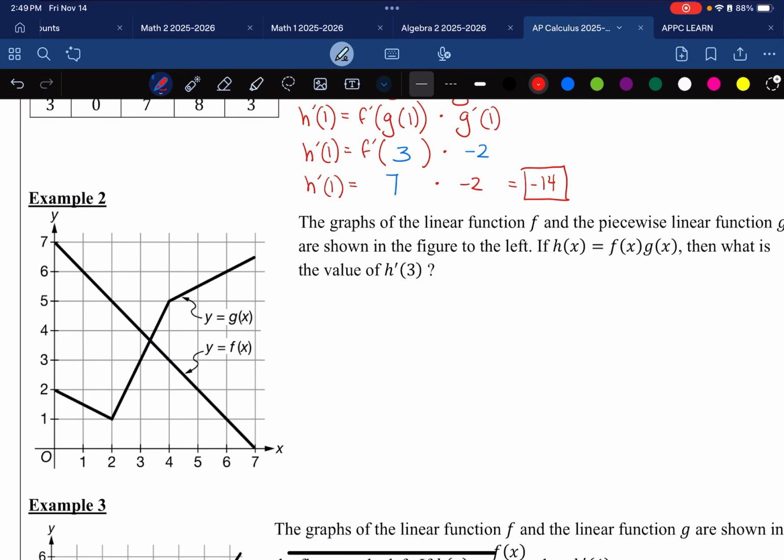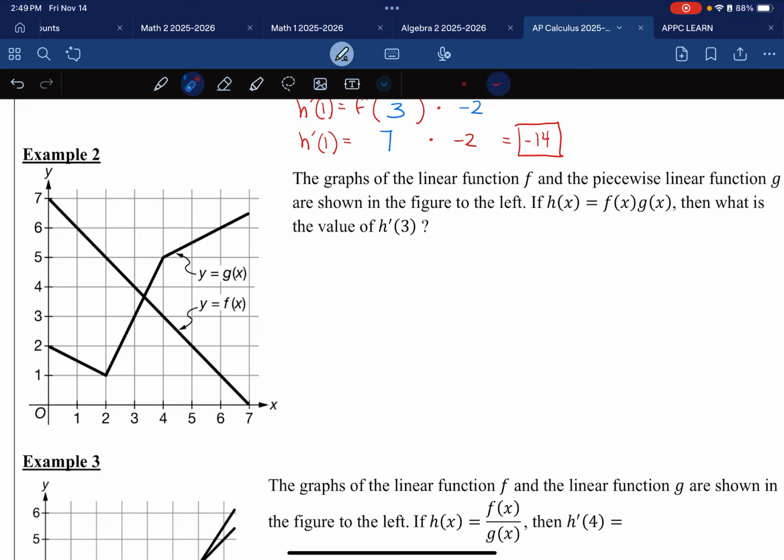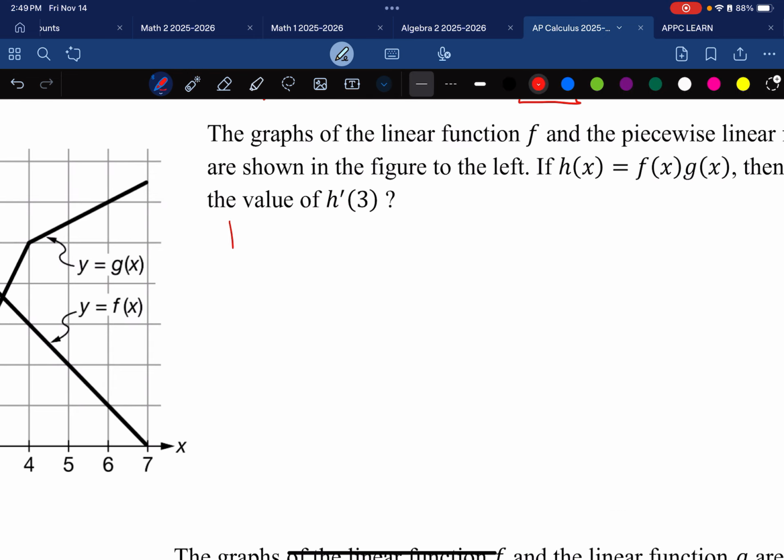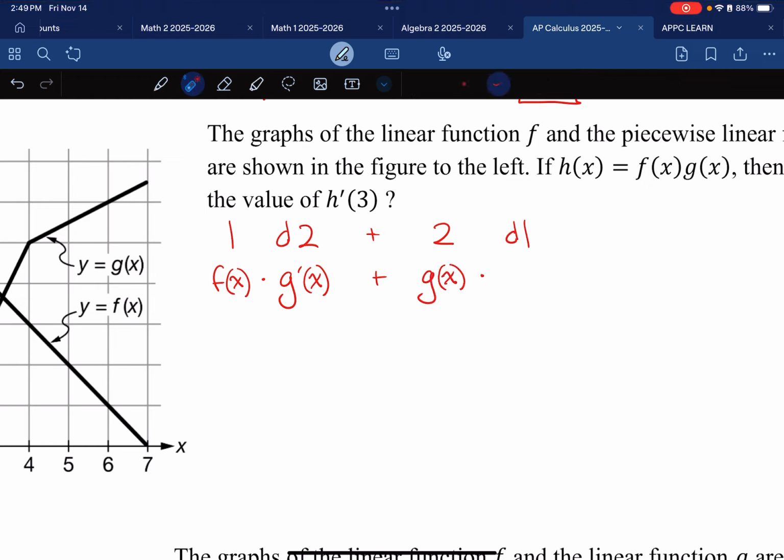All right, let's try a slightly harder example. This time you're asked to find f being multiplied by g, and we're going to take the derivative again. So when I take the derivative of two functions multiplied by one another, you have to go to your definition. Your definition is 1 d2 plus 2 d1. All right, so 1 is f, so I'll just say f of x. And then this is going to be multiplied by d2. The derivative of 2 is g prime of x. And then I'm going to do a plus sign. 2 is g of x, so I'll just write g of x. And this is going to be multiplied by the derivative of 1. The derivative of the first function is f prime of x.